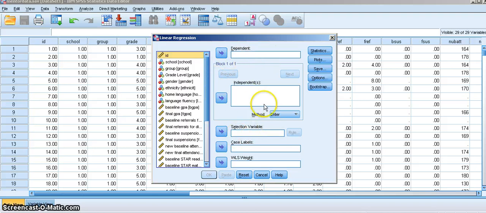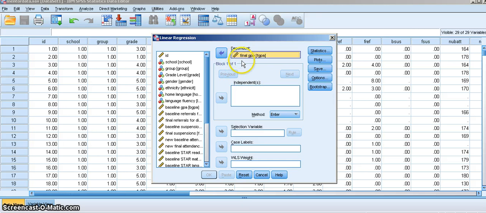So here's the window that is going to open up. Dependent variable is also the same as outcome variable or predicted variable. So this is the variable that we're trying to predict. So we said we're going to try to predict the final GPA based on our baseline GPA. So our final GPA needs to go under the dependent variable.